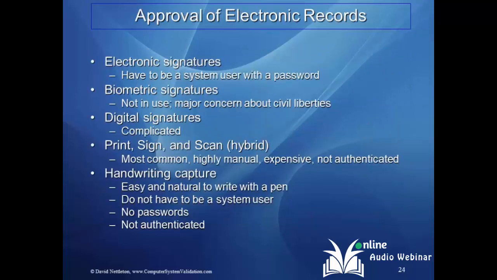Now let's move into approval of electronic records. There's lots of ways to approve electronic records, but only one of the ways is non-repudiatable, and that is a Part 11 electronic signature.